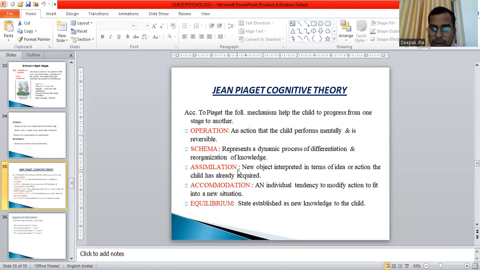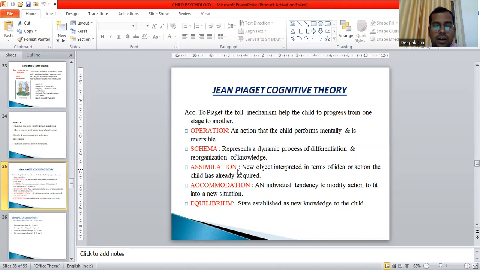Next is assimilation. Now let's take a similar example. Suppose the child is sitting and watching and he sees a cow walking, an animal in the park walking on four legs and it has two horns. When the child asks his mother what that is, the mother tells him this is a cow. So this is the process of assimilation. Into the earlier present categories of knowledge, into the earlier present schema, the child has added new ideas. A new object is interpreted, and this is assimilation.